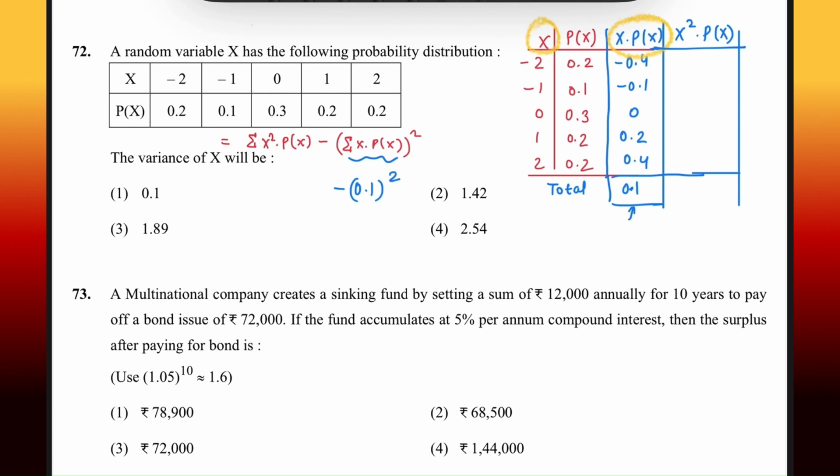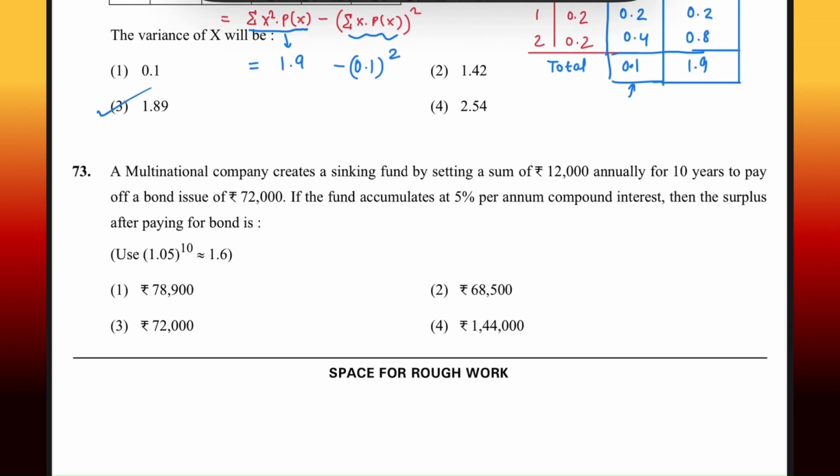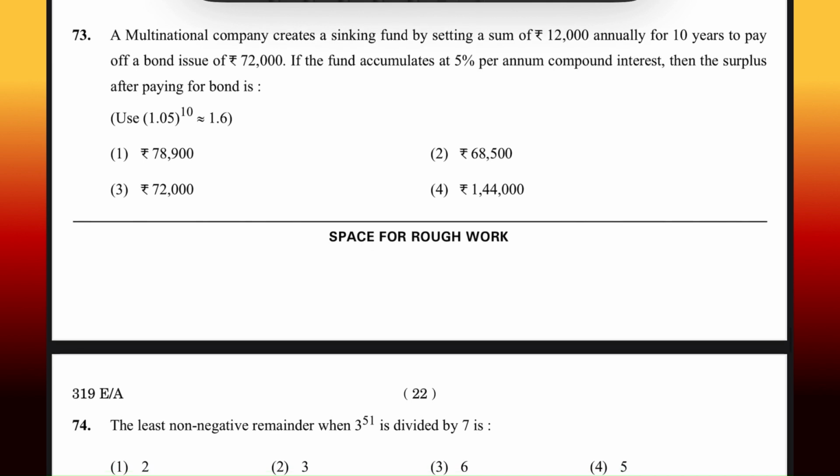So let's multiply these two columns marked in yellow. You'll get plus 0.8, plus 0.1, 0, 0.2, and then finally you have 0.8. So the total is 1.9. So 1.9 you have for this term. So finally 1.9 minus 0.1 square is 1.89. So option 3 is the correct answer for this question. Easy question from probability. Let's move on to question number 73.